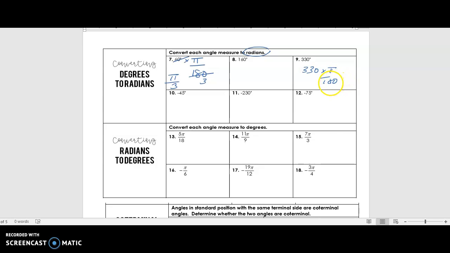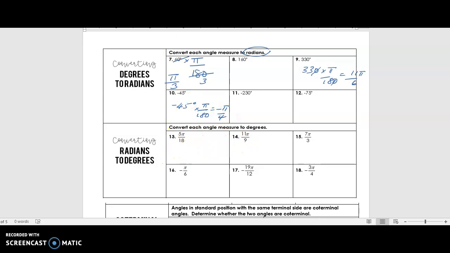So that would be 11 pi over 6. You have to reduce the fractions, okay? You have to reduce the fractions. And if it is negative, same thing. Even if it is negative or positive, it's still the same thing. So negative 45 degrees times pi over 180. This will reduce to negative pi over 4. So we have to carry that negative in the answer.